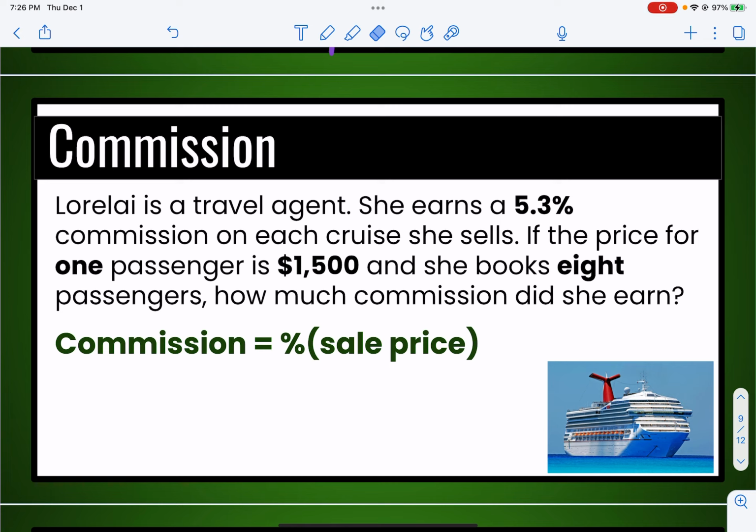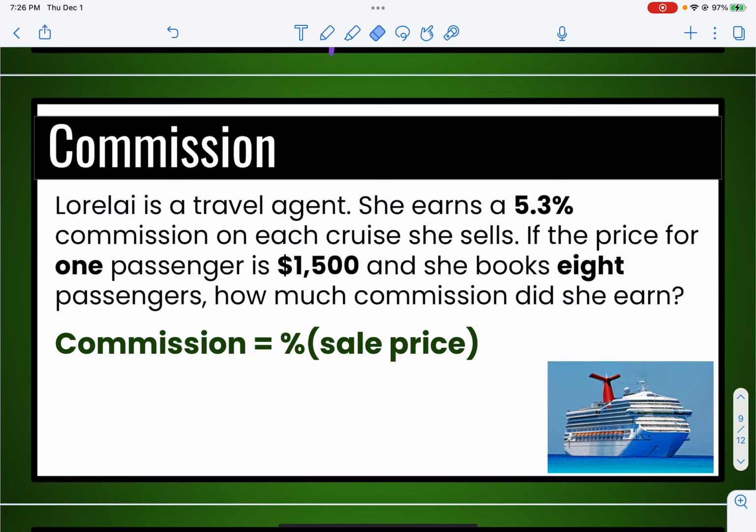Number 4 says, Lorelei is a travel agent. She earns a 5.3% commission on each cruise that she sells. If the price for 1 passenger is $1,500 and she books 8 passengers, how much commission did she earn?